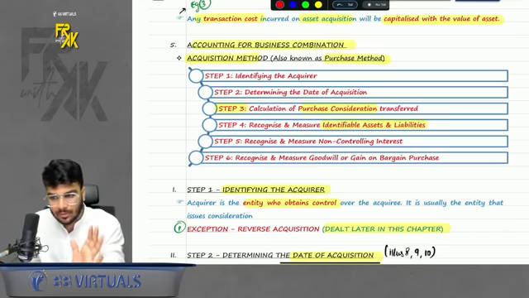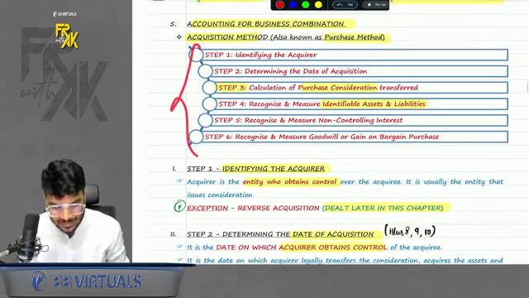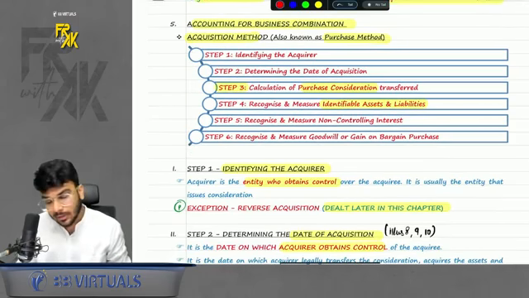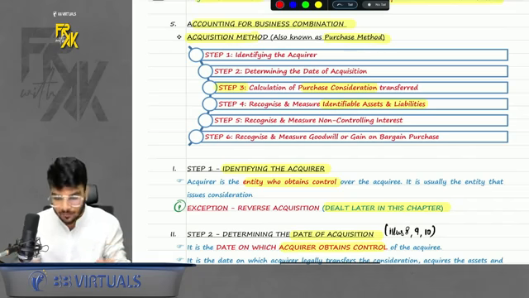So we will look at the accounting from the point of view of the purchaser. The purchaser will have to follow 6 steps. How many steps? 6 steps. Do you remember all the steps? Chalo, without seeing, tell me one by one. First step, identifying the acquirer.